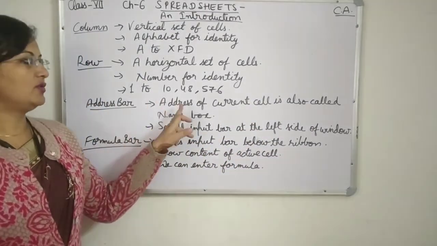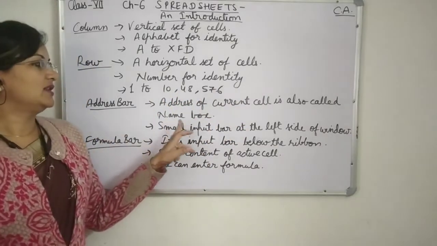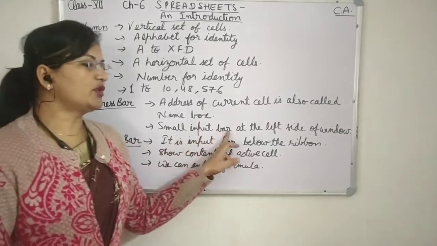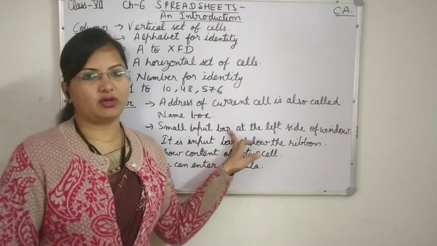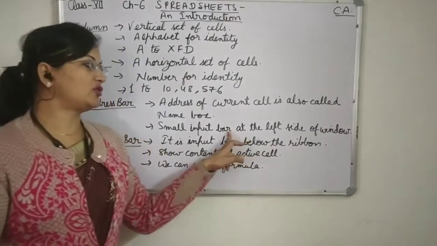Okay. So it will show the address of the current cell, whichever is selected, and it is also known as the name box. It is a small input bar. You will be able to see it at the top left of the window, near the formula bar, below the ribbon, at the top left.